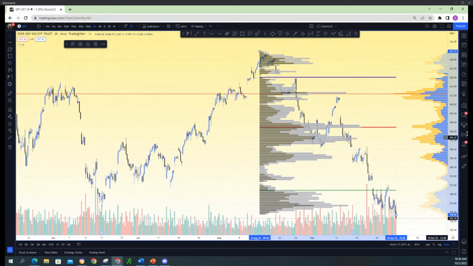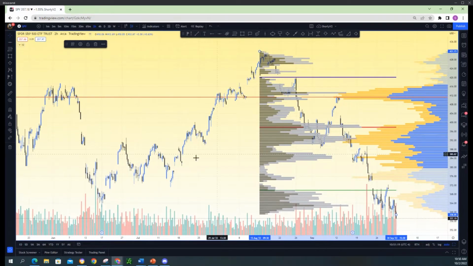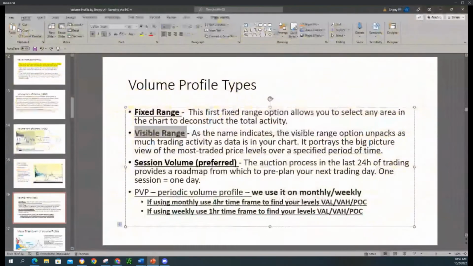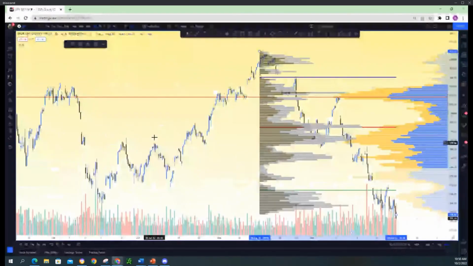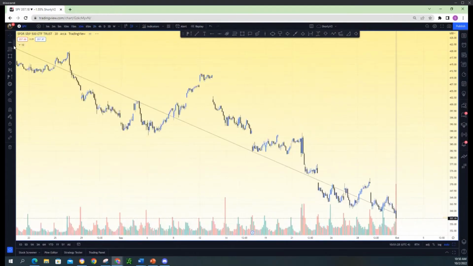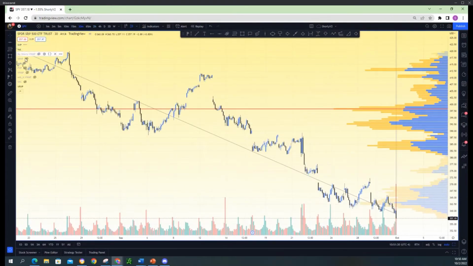Now, if I move this, my volume profile is going to change. Gotcha. So I'm grabbing more data, right? So that's visible. Session volume profile. So this is what we look at a lot, right? On 30 minutes, if you guys look at SVP here.